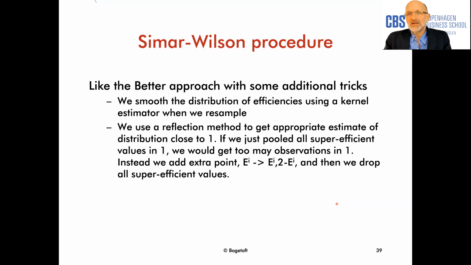Anyway, what they do is a little bit like the Bayer approach before, where you bootstrap observations to span the frontier and to span the technology. As part of that, you have to introduce inefficiencies, and you do that by picking from the original inefficiencies. But they don't pick directly from the discrete distribution of observed inefficiencies. They smooth the distribution. They use a kernel estimator in the resampling procedure, but I'll illustrate that also.